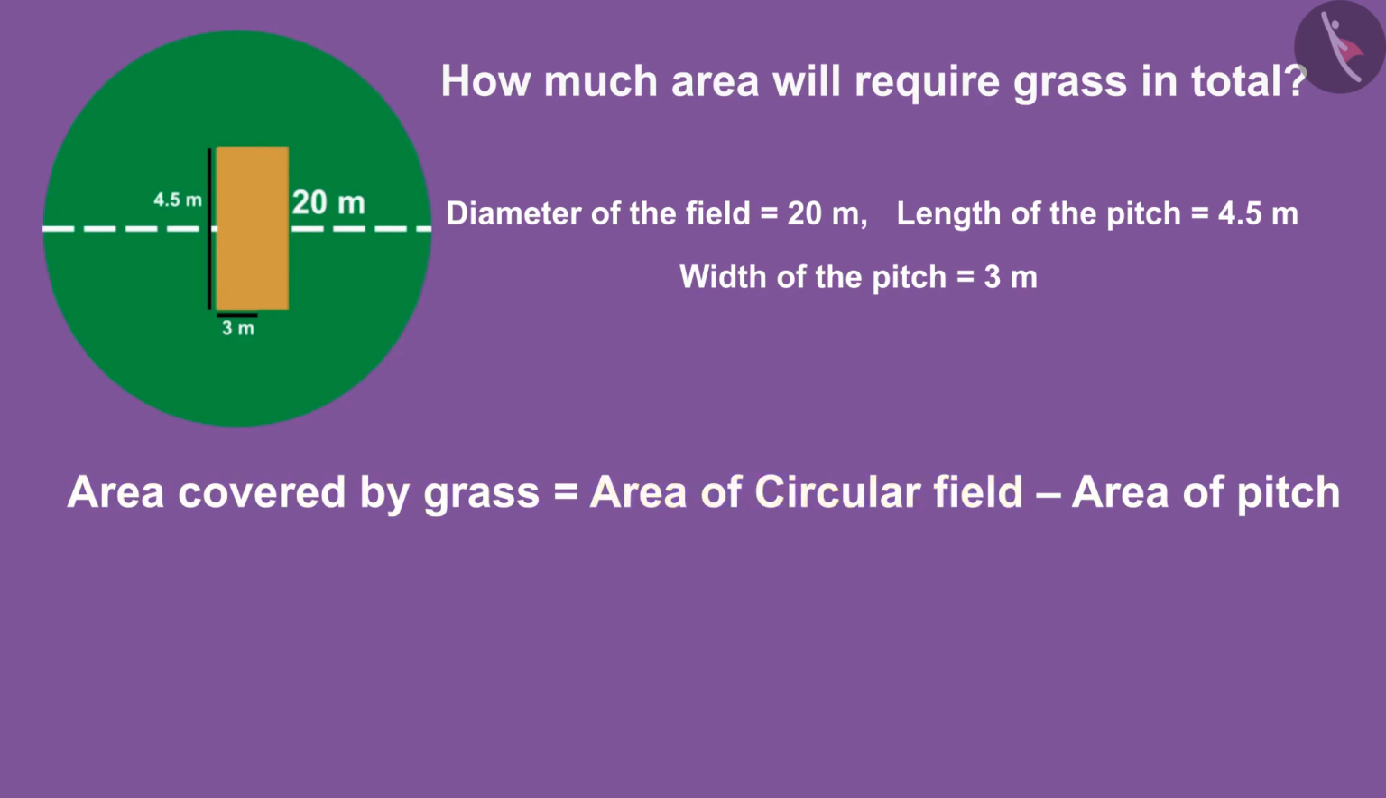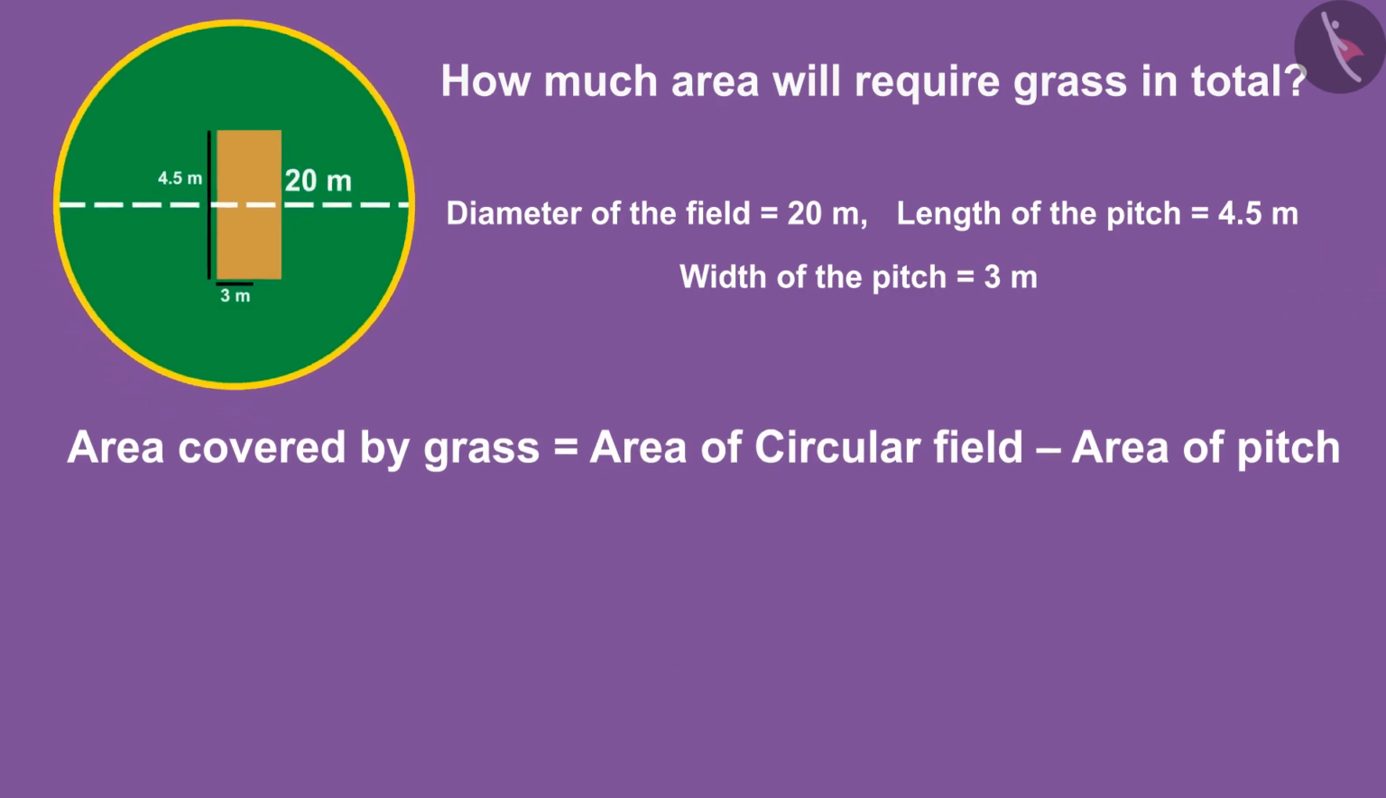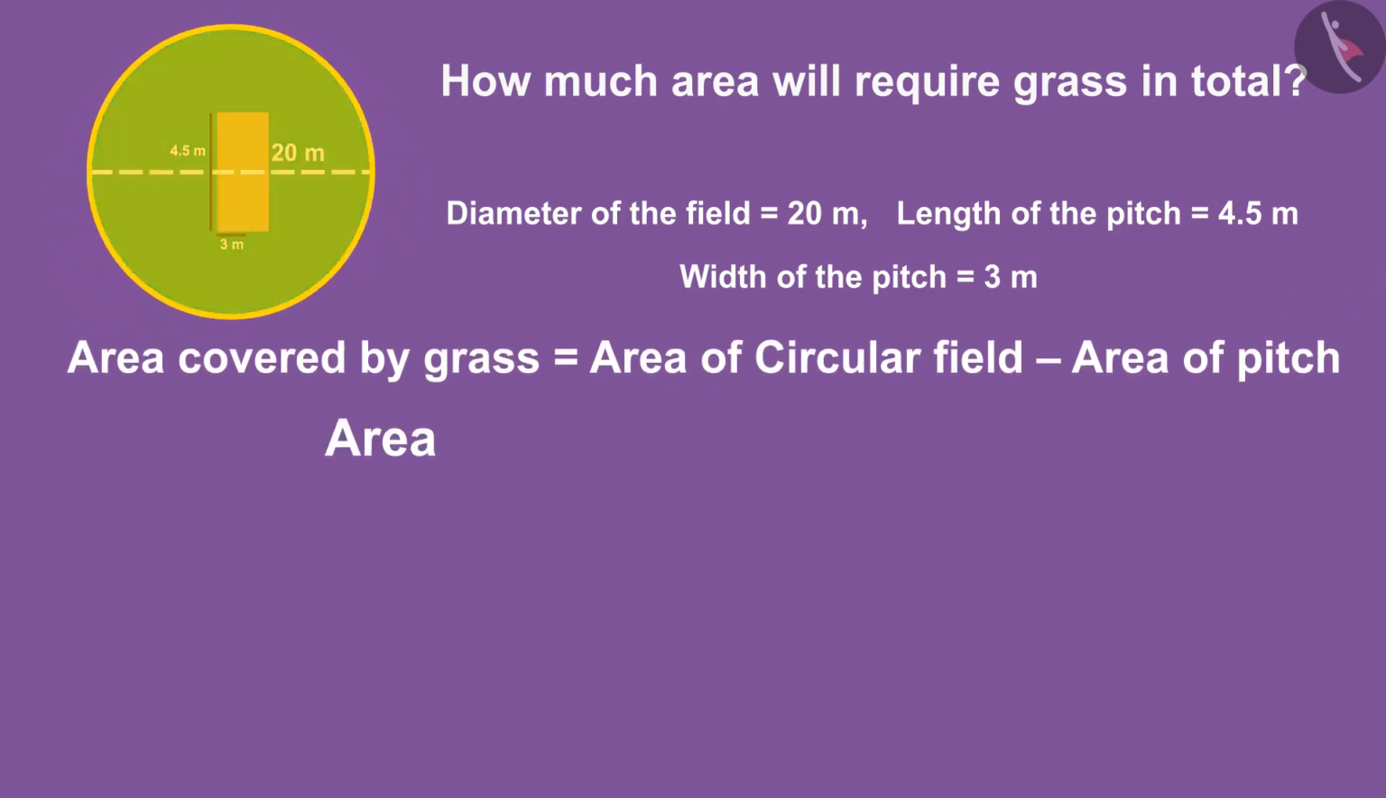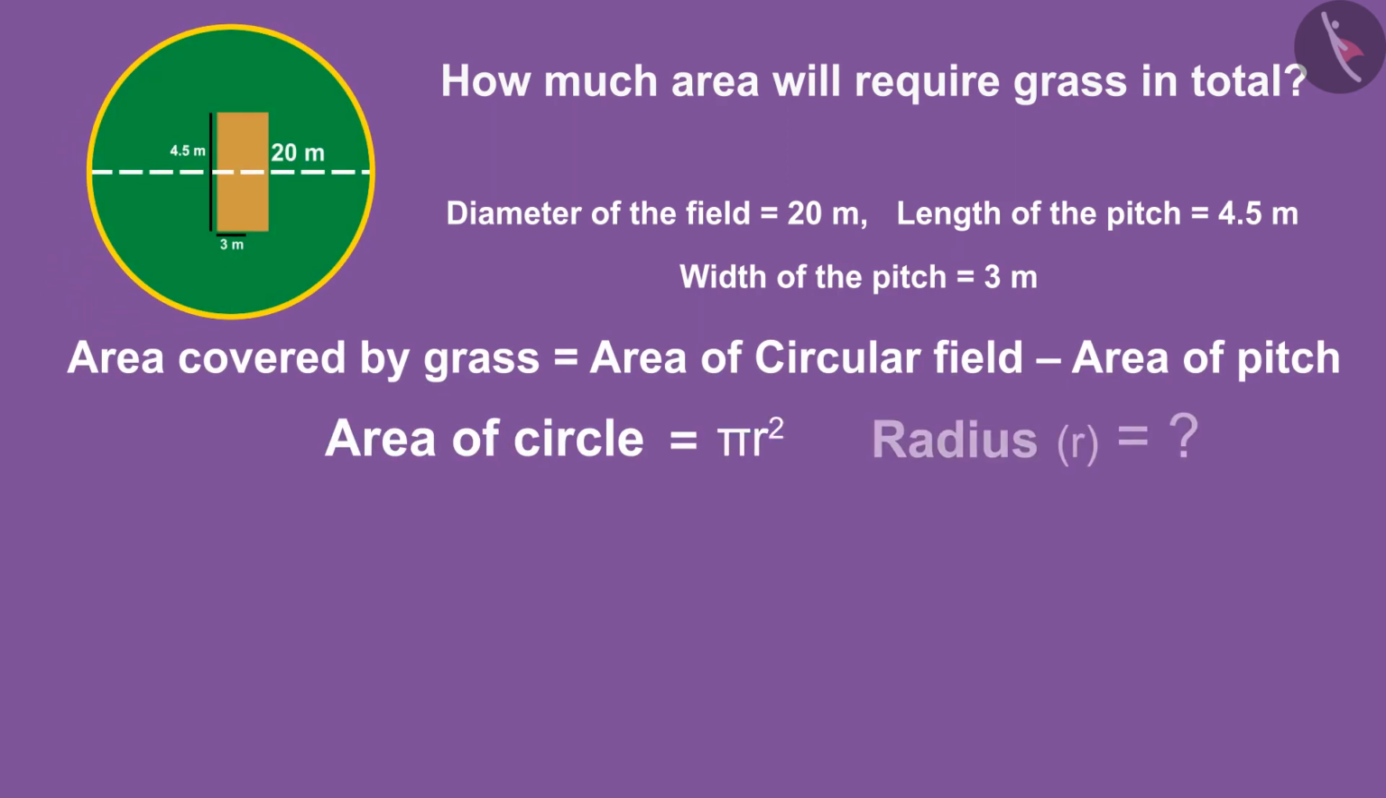Can you tell how we can find the area of the ground? Since the field is circular, and we know that the area of the circle is pi times the square of radius. But in this question, the value of diameter has been given. Can you find the radius value from a given diameter?